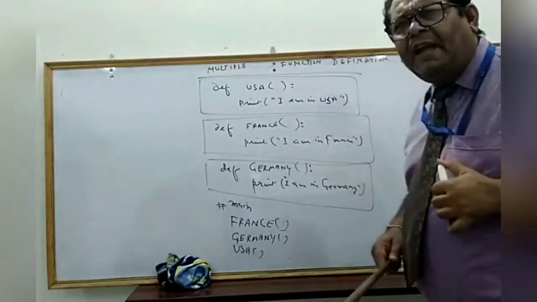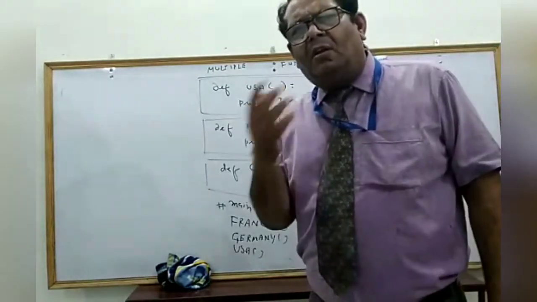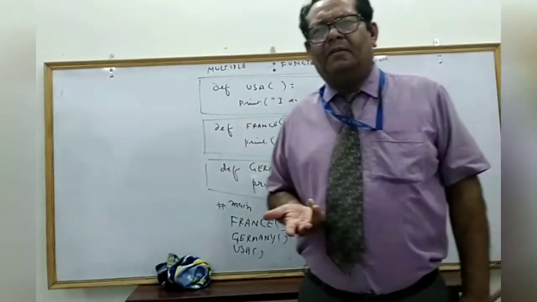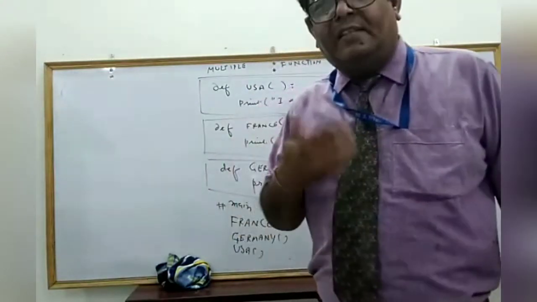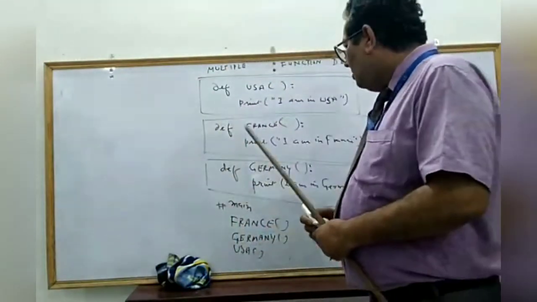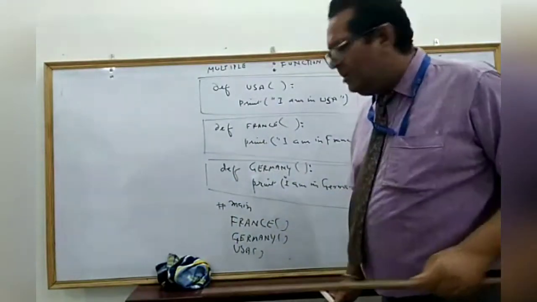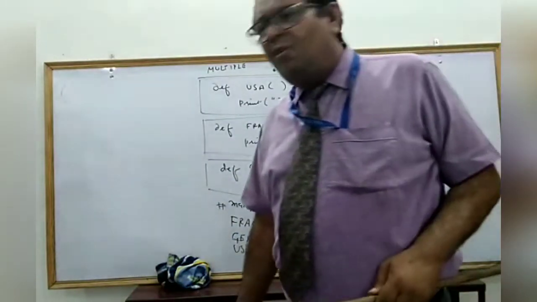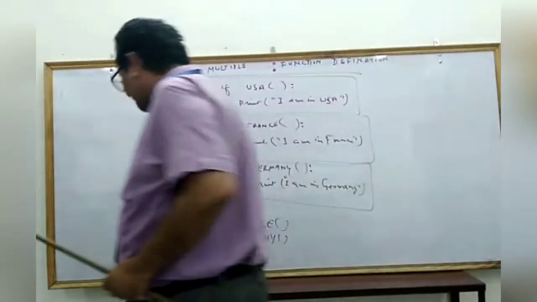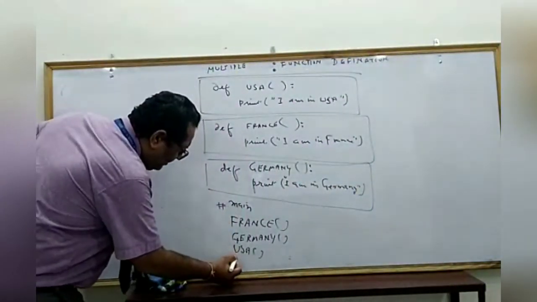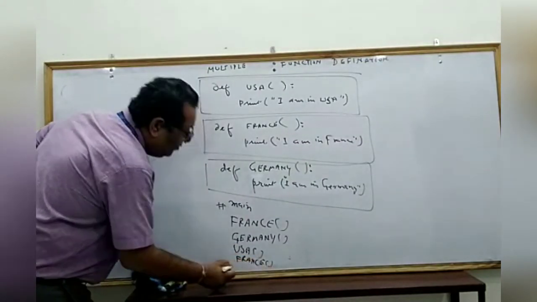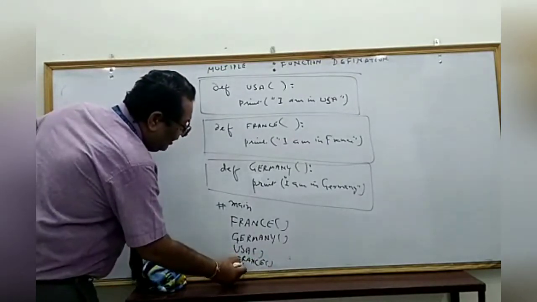Secondly, children, the second point that I wrote before is that you can call a single function more than once, depending upon your necessity, depending upon the requirement. Depending upon the need, you may call a single function more than once, or twice or thrice. In this case, I have called the function France only once, the function Germany only once, and the function USA only once. But if you want, you can call a function more than once. So let me call the function France again here. And at the end, USA again.